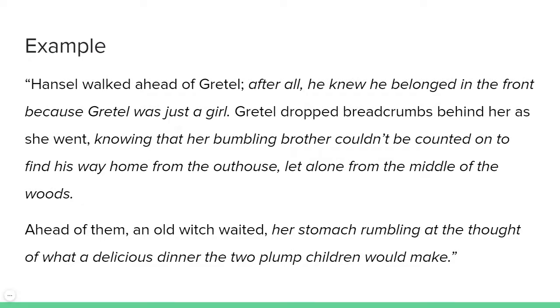For example, if we were to look at Hansel and Gretel, written in omniscient point of view, it might read like this. Hansel walked ahead of Gretel. After all, he knew he belonged in front because Gretel was just a girl. Gretel dropped breadcrumbs behind her as she went, knowing that her bumbling brother couldn't be counted on to find his way home from the outhouse, let alone from the middle of the woods. Ahead of them, an old witch waited, her stomach rumbling at the thought of what a delicious dinner the two plump children would make.